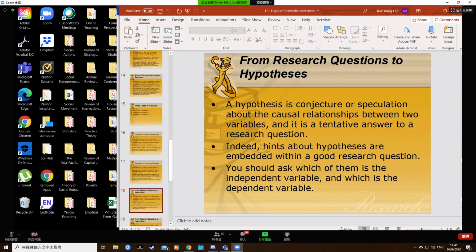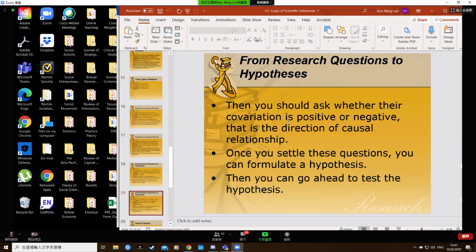Okay, so the more focused your research question, the easier for you to have a hypothesis. Okay, so that is how research question leads to hypothesis. Sometimes they are actually the same. Okay, so that is one way to formulate your hypothesis. And then you should ask whether the covariation is positive or negative. That is the direction of causal relationship.